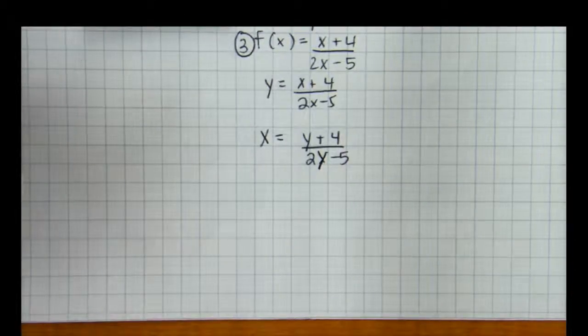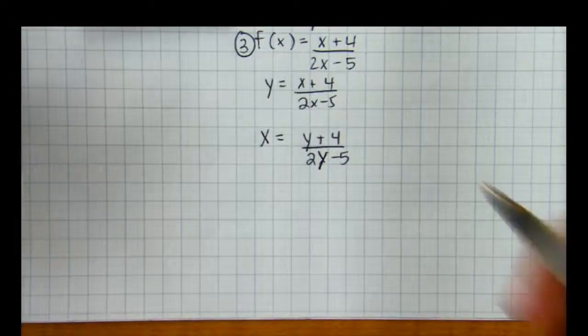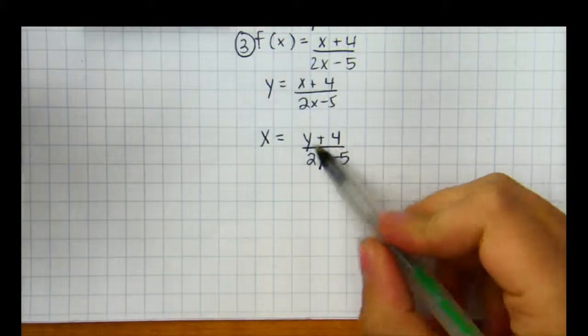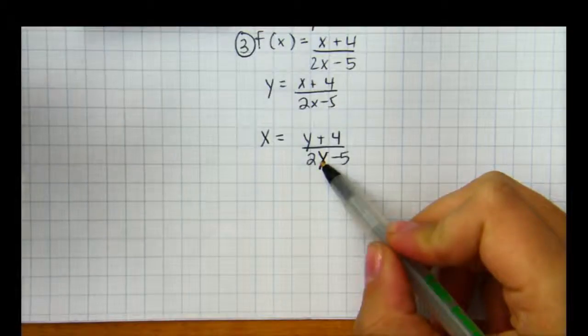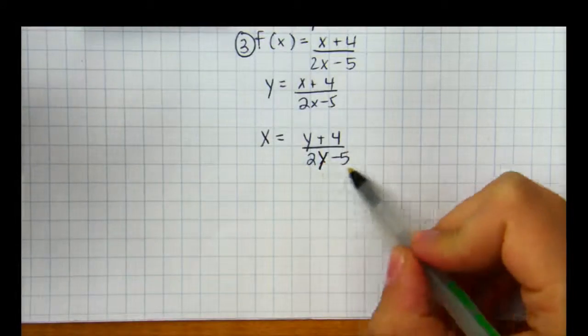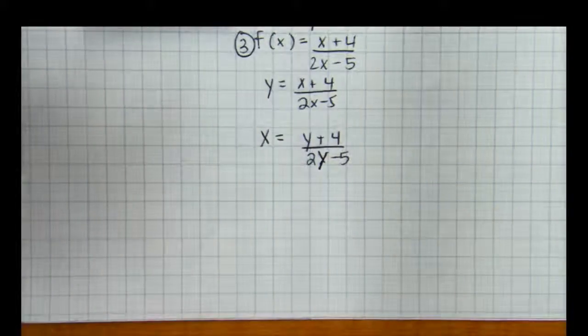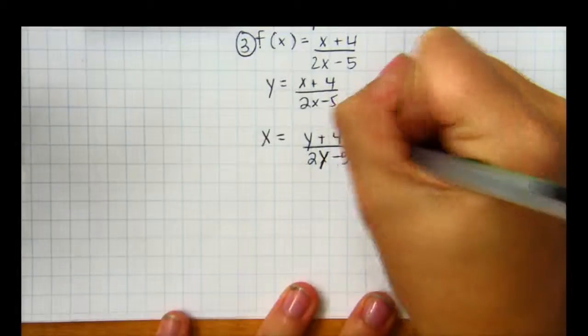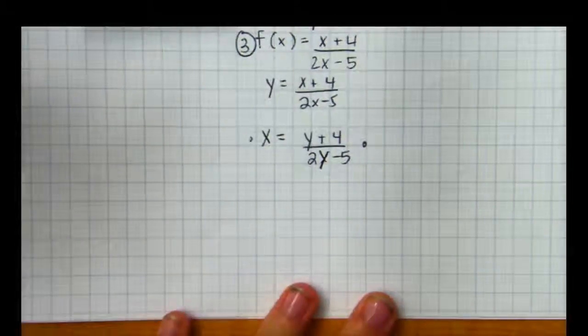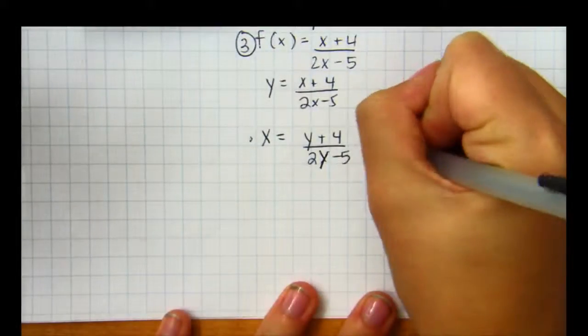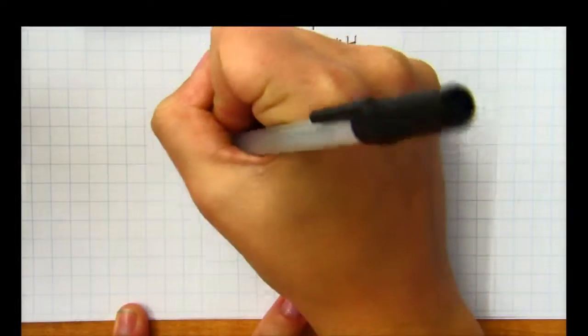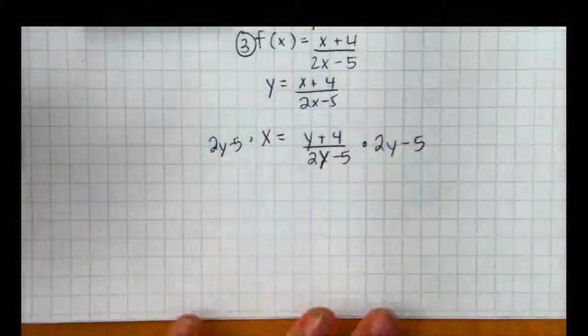Okay, this one's a little bit trickier. I've got a y in my denominator. In order to get y by itself, my y has to be in the numerator of my function. So how am I going to get this y out of my denominator? Wonderful. I'm going to multiply by that whole denominator on both sides. So multiply by 2y minus 5 times 2y minus 5.